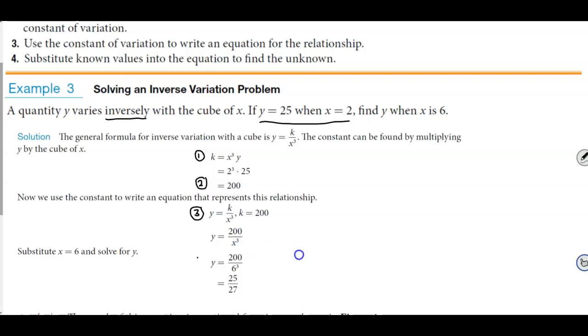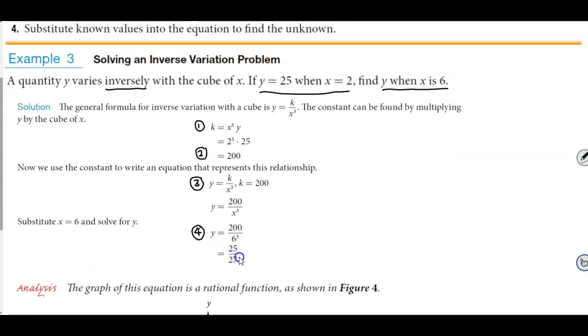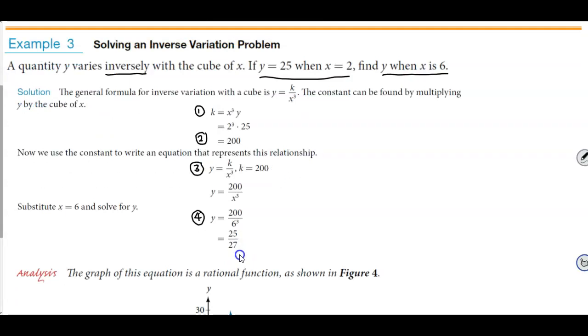And now step 4, it's going to tell us to then substitute the known values into the equation to find the unknown. Well, they're asking us to find y when x is equal to 6. So now we're going to substitute x equals 6 and then solve for y. Plugging 6 in, we get 200 divided by 6 cubed, which reduces the fraction to 25 over 27.